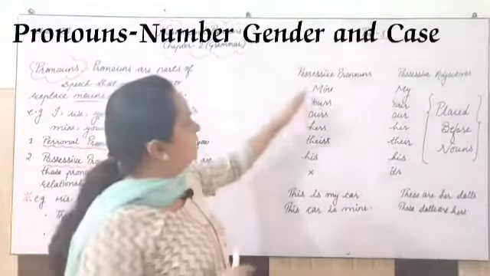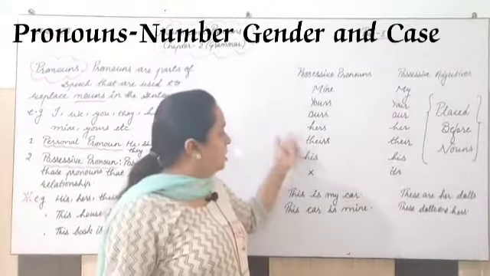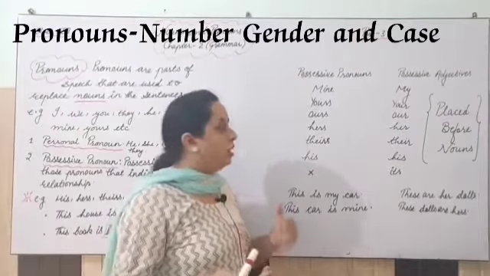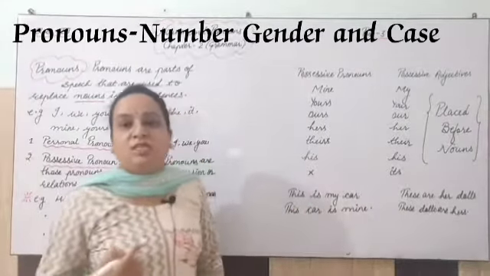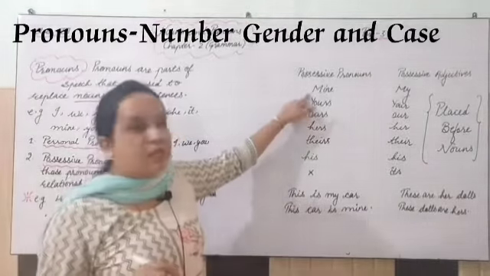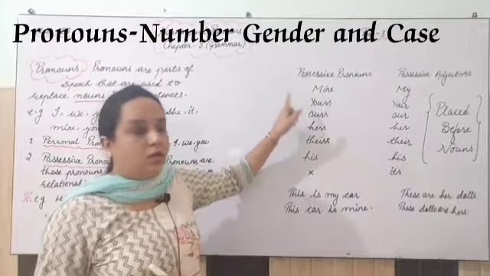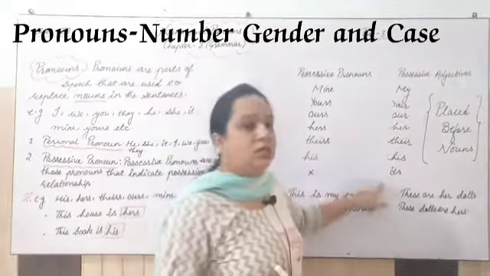Now the words which have s after them, like ours, theirs, hers, and yours, these are pronouns. And mine is also a pronoun. This is not an adjective. Clear? And these others are the adjectives.